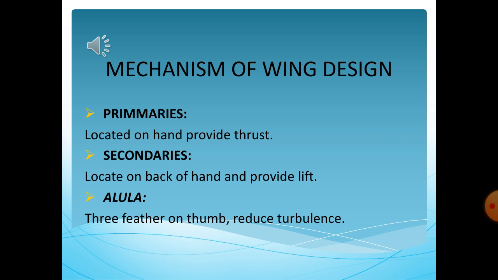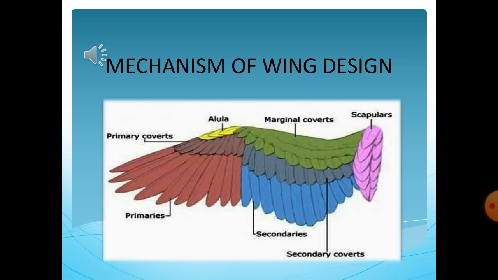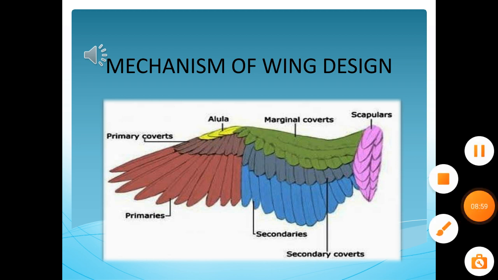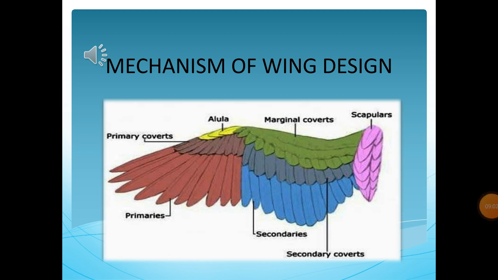Why is it present? Because it reduces the turbulence of air. In this picture, you will see the red feathers are primaries and the blue feathers are secondaries, and the three yellow feathers are called alula.